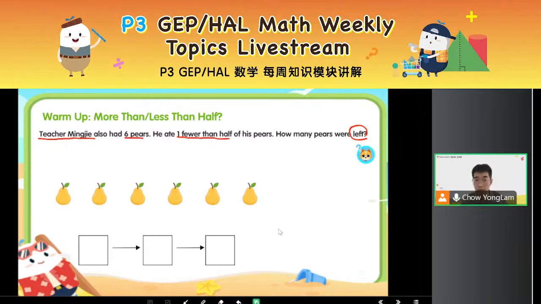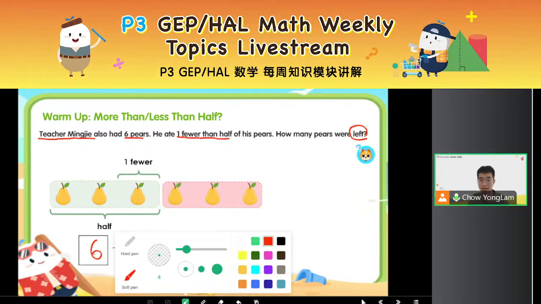Should we focus on the 1 first or focus on the half first? My tip is we always focus on the half first. Then we decide, we take half first, then we see, is it more than half or less than half? Here we have 6 pairs at first. So we will eat half of the pairs. Eat half first. The moment he eats half, how much is left? Another half is left over.